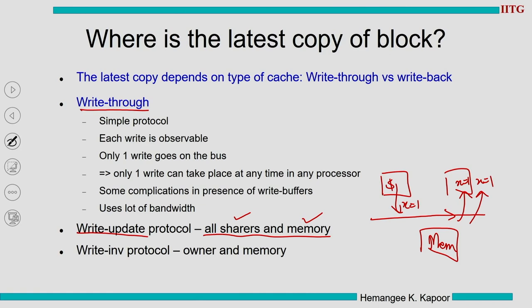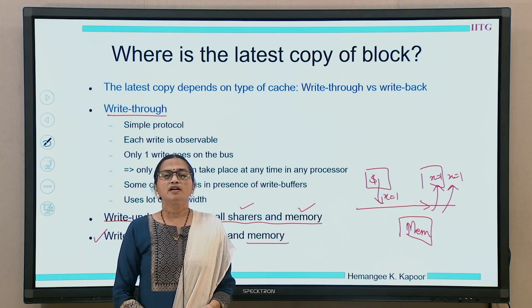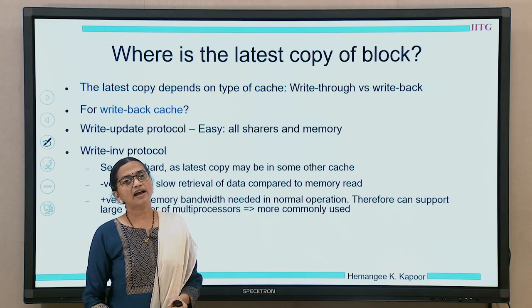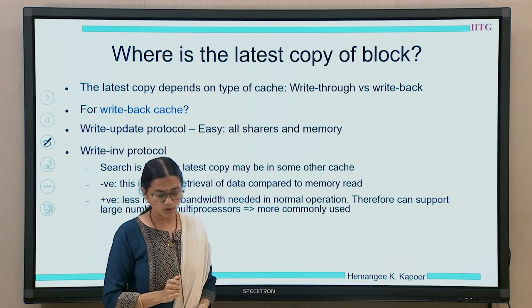Okay, next combination is write through with write invalidate protocol. So I have a write through cache which sends the data to the next level of memory, but it is an invalidation based protocol. So here the other sharers are not going to pick up the value because they do not have the block. Only the writer and the memory have the data block, and hence the latest copy will be available with the owner, that is the one who has the exclusive permission of the block, and the main memory. Right. So now we'll see the other case, where I have a write back cache and these two types of protocols.